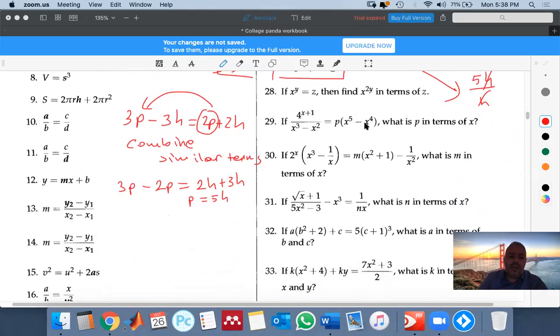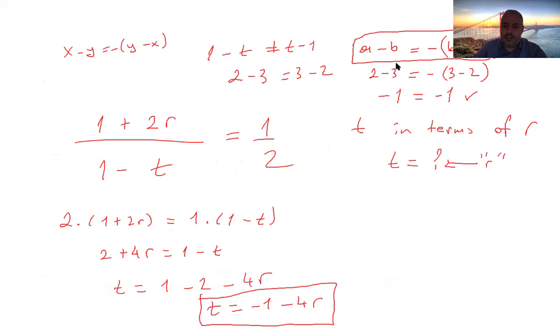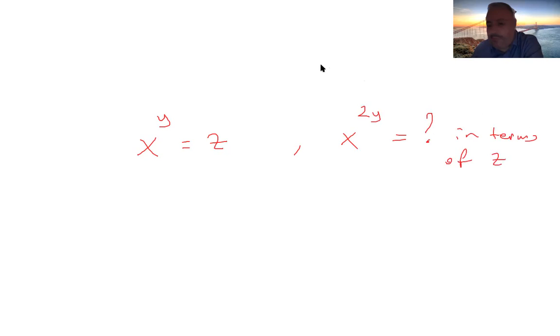Now, this is a bit difficult. What about question number 28? Let me copy it down: x to the y equals z. This is given. The question is, find x to the power of 2y in terms of z.